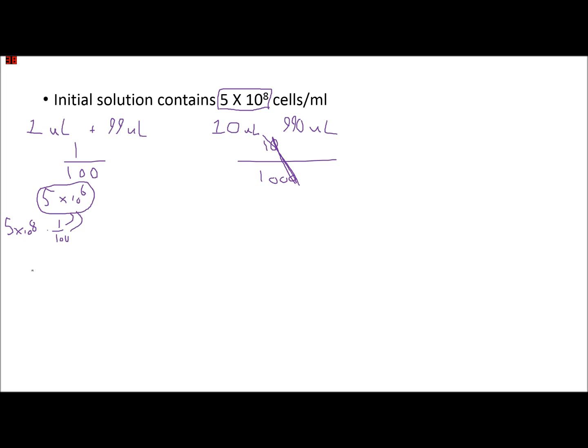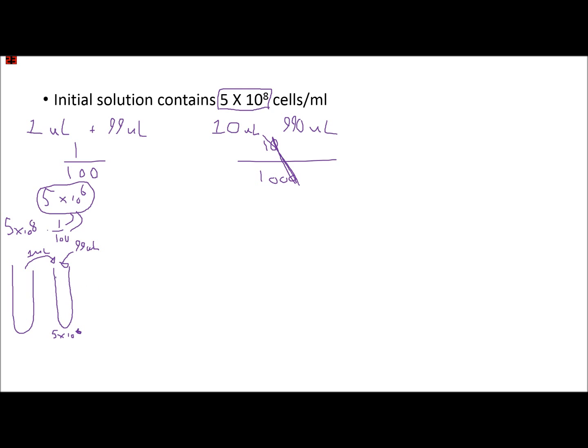As you can see, the ratio is exactly the same. Alright, so let's visualize this real quick. Here's our initial solution. We took 1 milliliter, added it to this test tube here, and we also added 99 milliliters of water. And that ended up with a 5 times 10 to the 6th concentration.